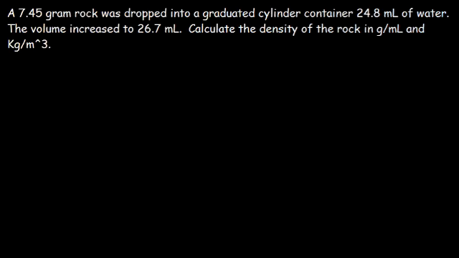Go ahead and try this problem. A 7.45 gram rock was dropped into a graduated cylinder containing 24.8 milliliters of water. The volume increased to 26.7. Calculate the density of the rock in grams per milliliter and in kilograms per cubic meter.